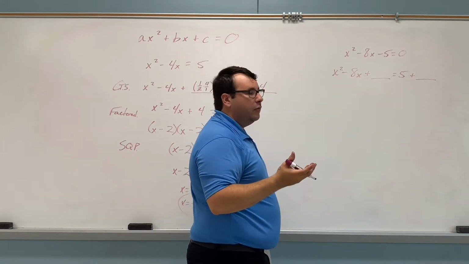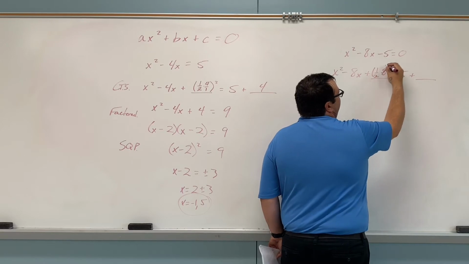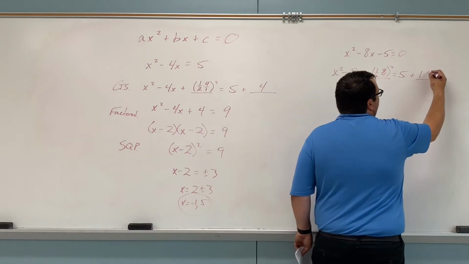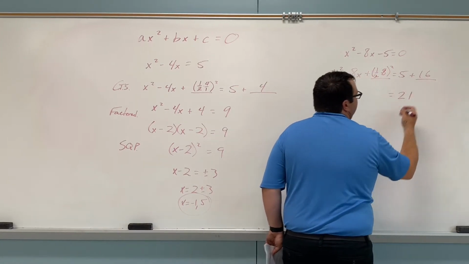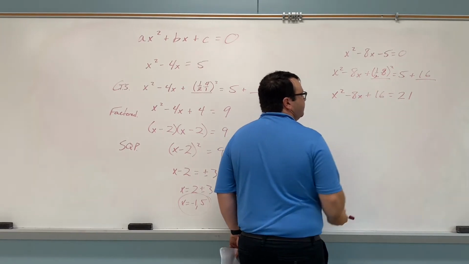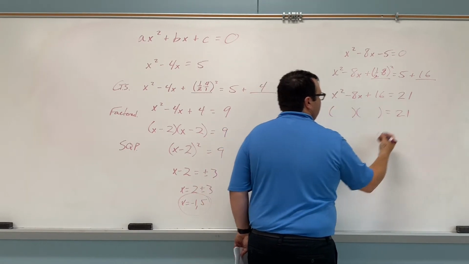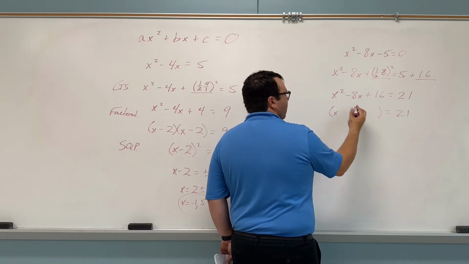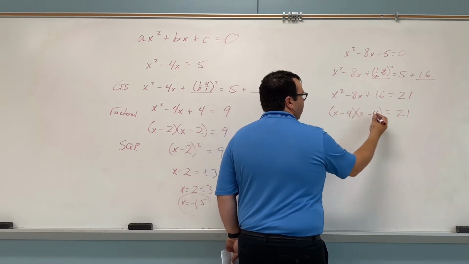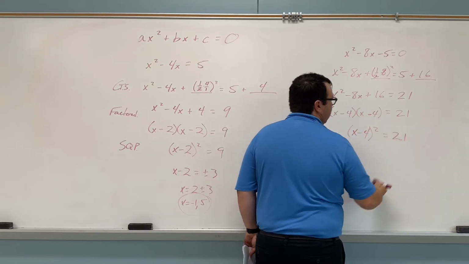Now let's figure out our mystery term. That's going to be 1/2 of our b value, that's 8, squared. Well, half of 8 is 4, squared is 16. This side works out to 21. This side you have x squared minus 8x plus 16. Now, let's factor. This is going to be x and x. Factor pairs of 16 that give you 8 are 4 and 4. Signs are the same and they're both negative. That's x minus 4 squared is equal to 21.